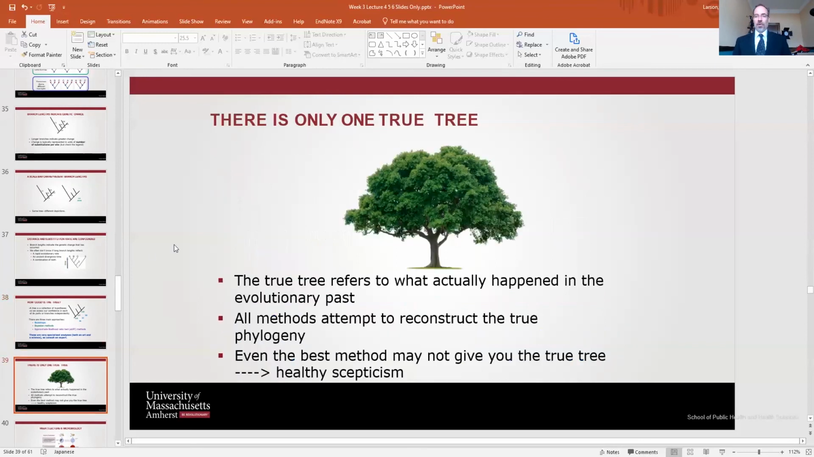In reality, of course, there's only one true tree. The true tree refers to what actually happened in the evolutionary past. Obviously, we can't know everything. We can only infer what has happened by what we see today, what evidence we're given today. All methods attempt to reconstruct the true phylogeny, which of course becomes very challenging. Even the best method may not give you the true tree, so you always have to have a dose of healthy skepticism.